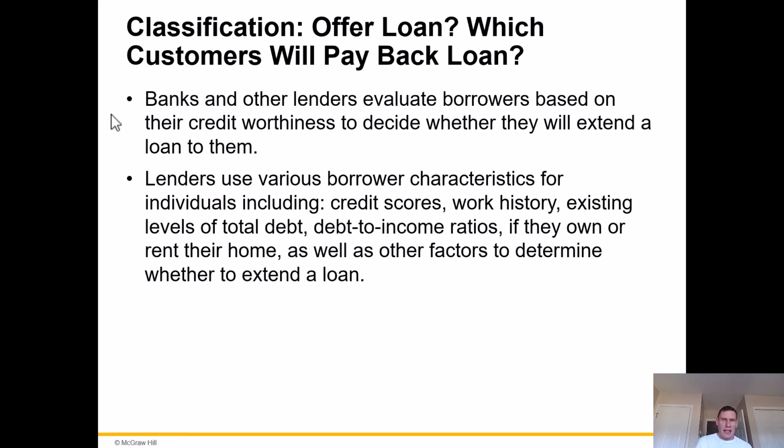And here we see classification with respect to offering a loan. Which customers will pay back the loan? So banks and other lenders evaluate borrowers based on their creditworthiness to decide whether they will extend a loan to them, obviously. Lenders use various borrower characteristics for individuals, including credit scores, work history, existing levels of total debt, debt to income ratios, if they own or rent their home, as well as other factors to determine whether to extend a loan.